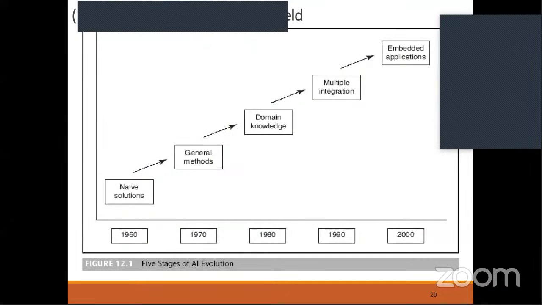Okay, so it started in the 1960s with novel solutions, as I told you about that food processing company. Then it went to problem solving like theorem proving or games, domain knowledge, making an expert system like a doctor, multiple integration where you integrate multiple domains together, and finally, now in a stage where it is embedded in a lot of our devices.